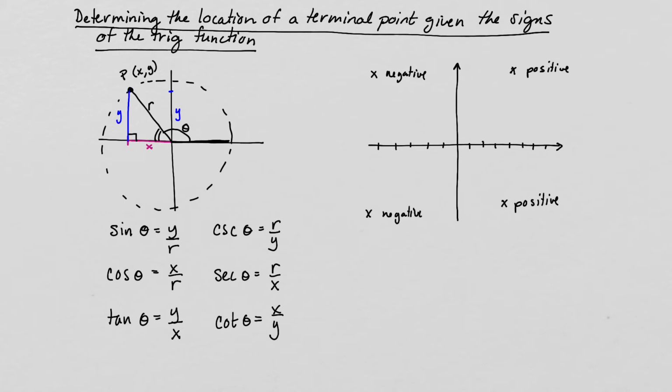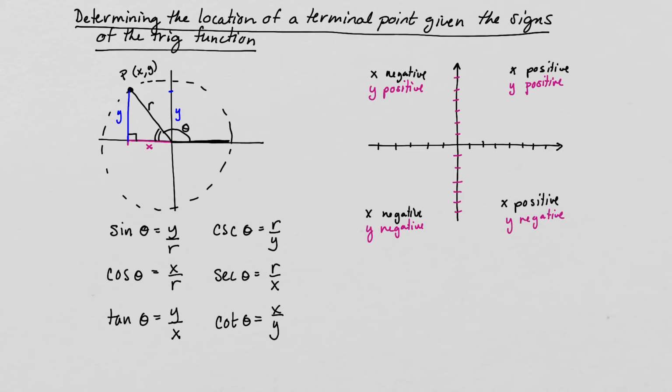Then we can do a similar thing for y. If I were going up this way, we're talking about y's being positive. And if we're going down this way, we're talking about y's being negative. So y is negative.